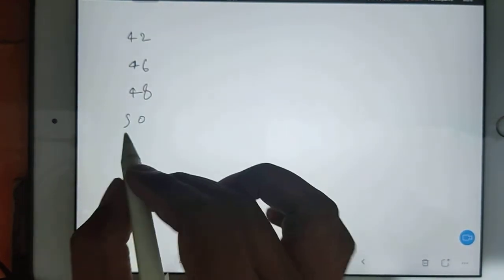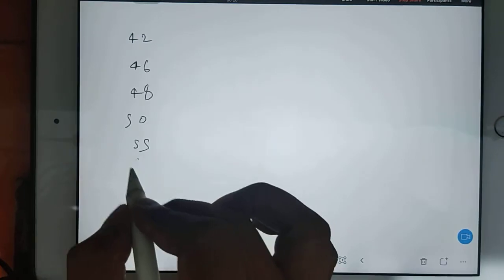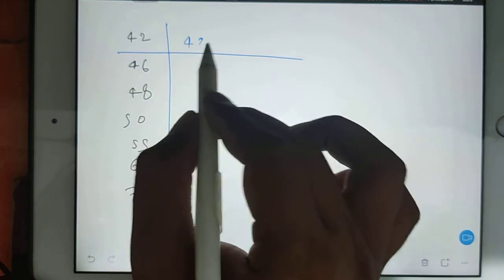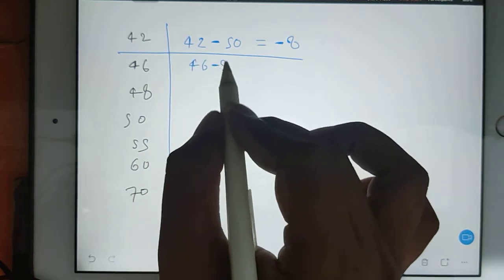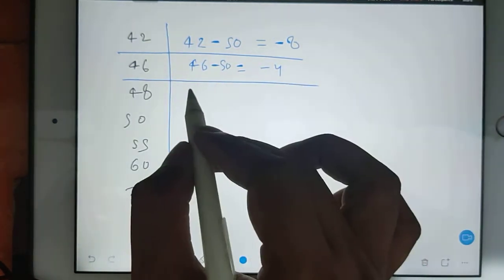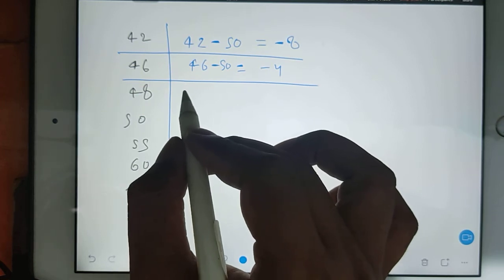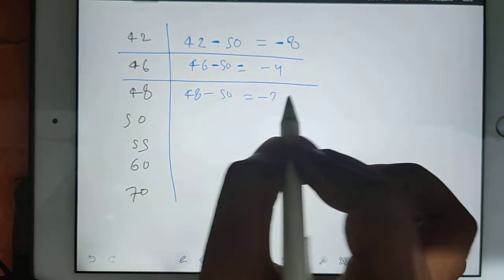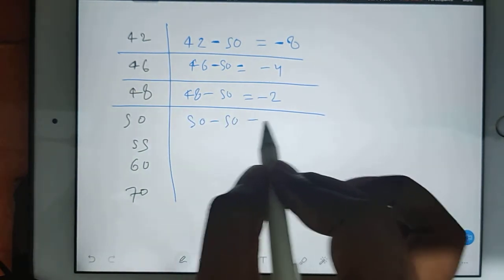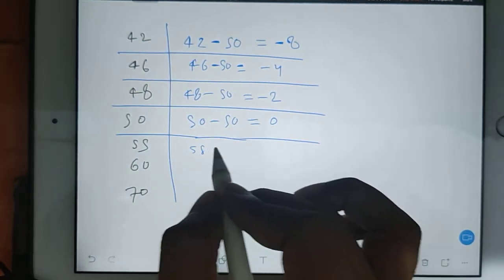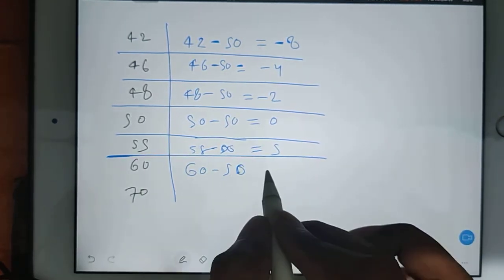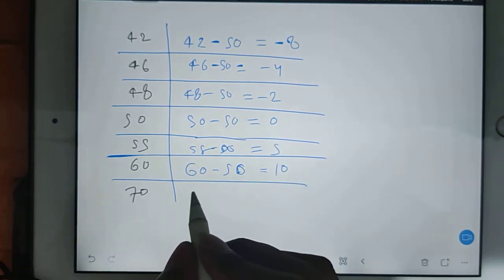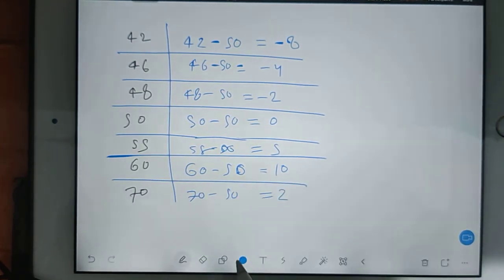Okay, first I will write down the numbers. One mistake I have done. 42 minus 50, I left. That will be minus 8. 46 minus 50, minus 4. Then 48 minus 50, minus 2. Then 50 minus 50, 0. Then 55 minus 50 as 5, then 60 minus 50 as 10, then 70 minus 50 as 20.